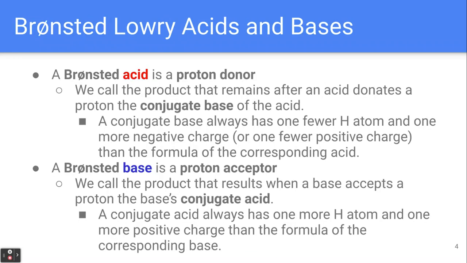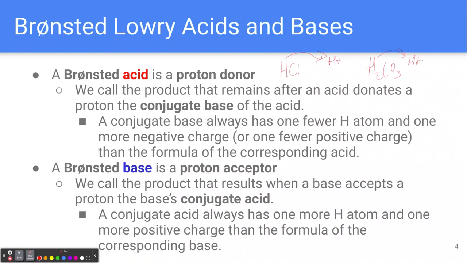The next type of acids and bases we're going to talk about are Bronsted-Lowry acids and bases, and this is going to be the one that we focus on quite a bit. So a Bronsted acid is a proton donor, meaning that it somehow has to have a proton that it can donate to something else. So HCl, you get that proton that can be donated. If we think about carbonic acid, you've got a proton that can be donated.